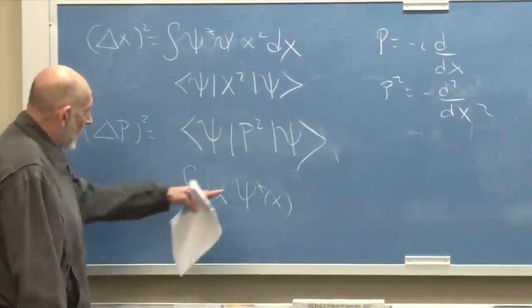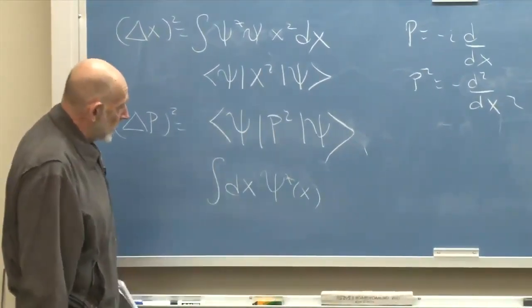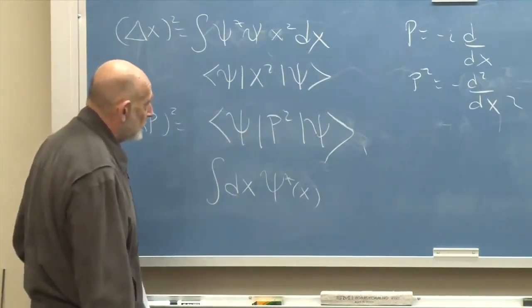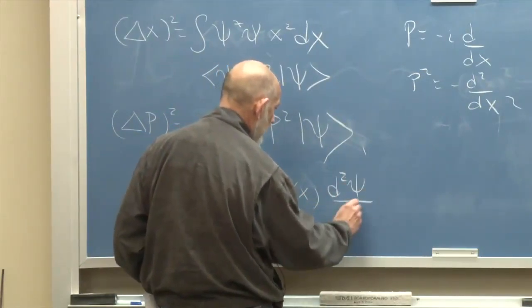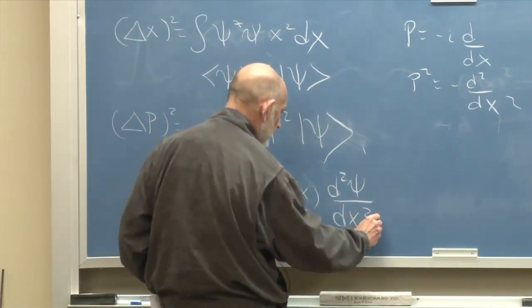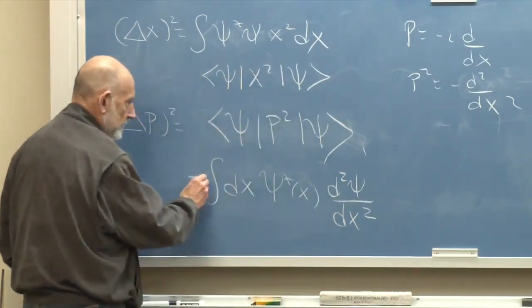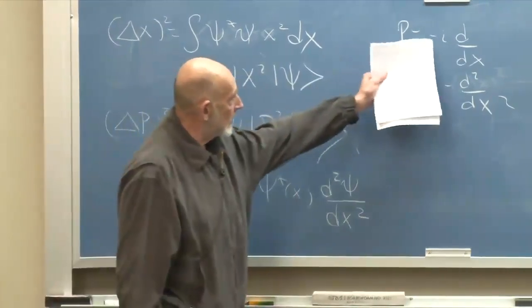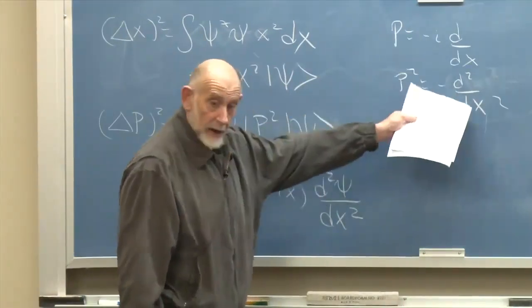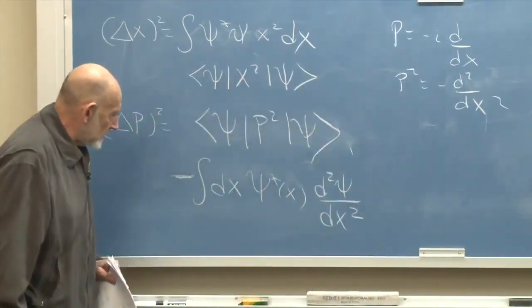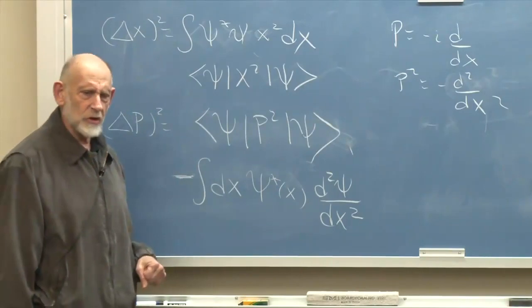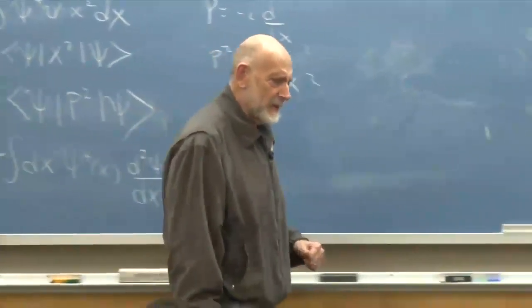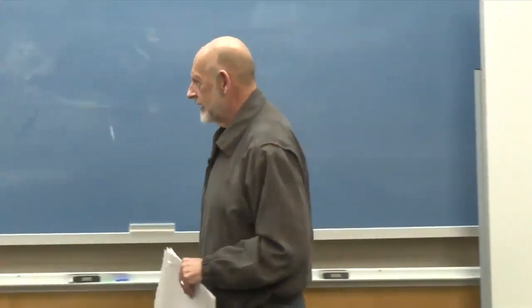So this is equal to the integral dx psi star of x times d second psi by dx squared with a minus sign. The minus sign coming from minus i times minus i. Okay. Now you look at this and you worry a little bit. There's a minus sign here. How can the uncertainty in p be negative? What does it mean to have a negative uncertainty in p? There's a minus sign here.